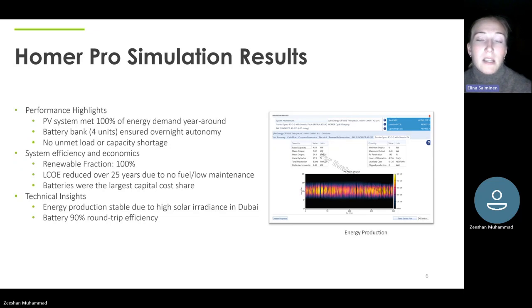And yes, here on the right, we have the picture of Homer Pro and the simulation results showing the energy production of the solar panels. Let's move on.